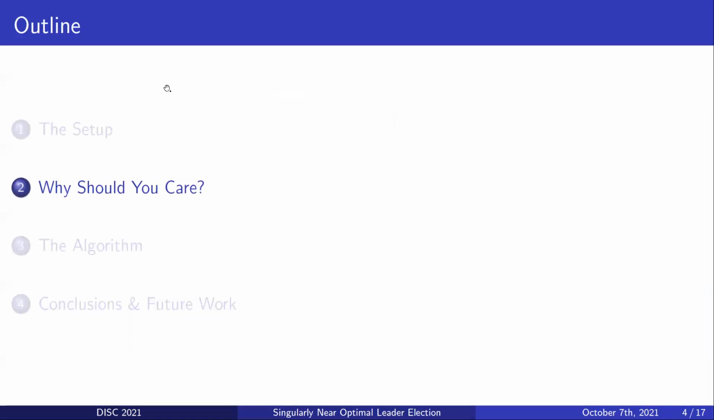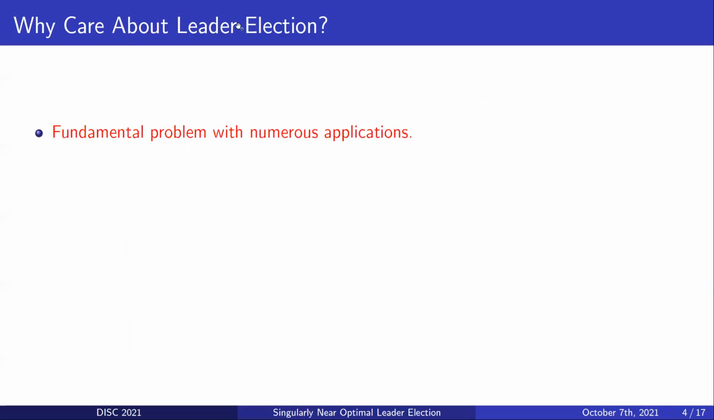Now, with the setting out of the way, I'll tell you why you should care. First of all, why care about this problem? Well, this is a fundamental problem with numerous applications. For example, leader election is used as a primitive in minimum spanning tree construction, or in breadth-first search tree construction. So it's used as a primitive. And by itself, leader election is also of vast importance. If you want to coordinate an entire network, having one node elect itself as a leader is very important.